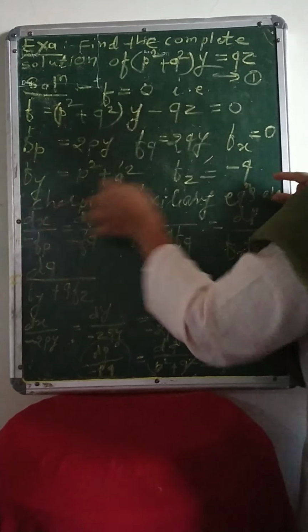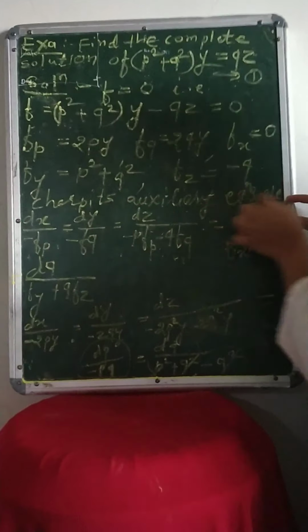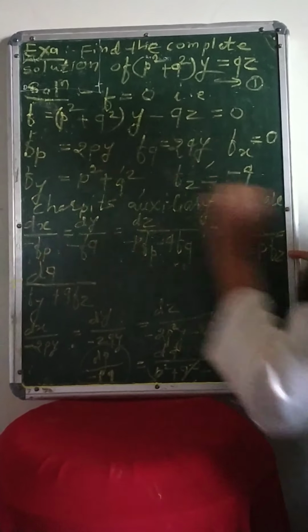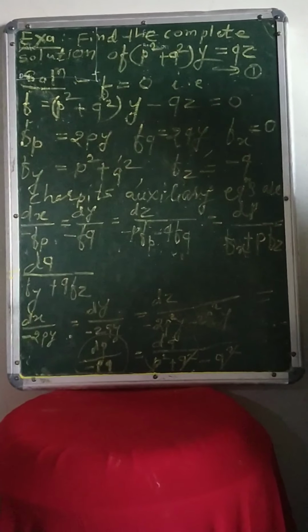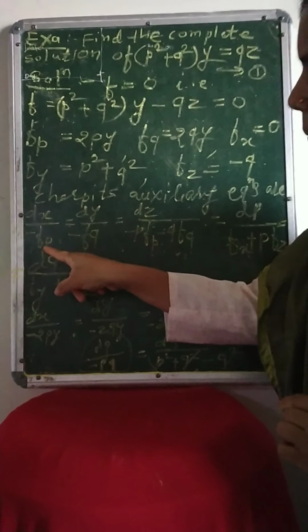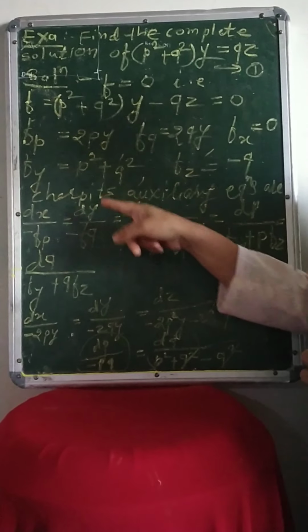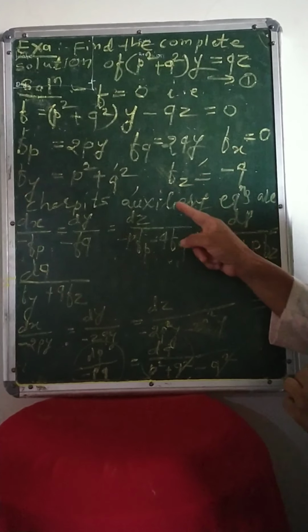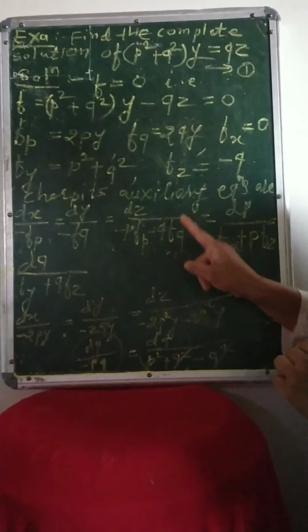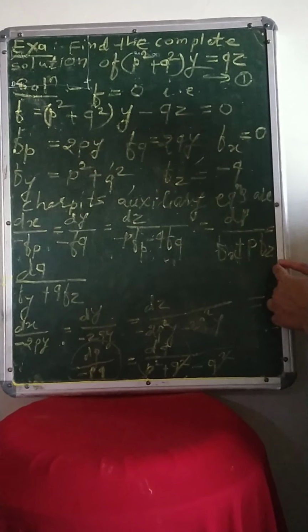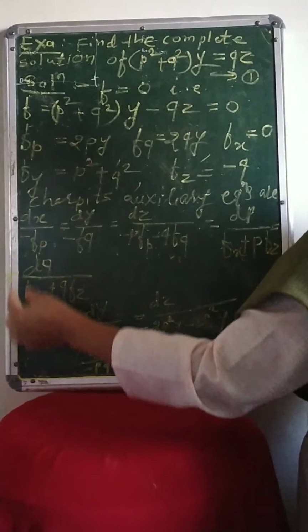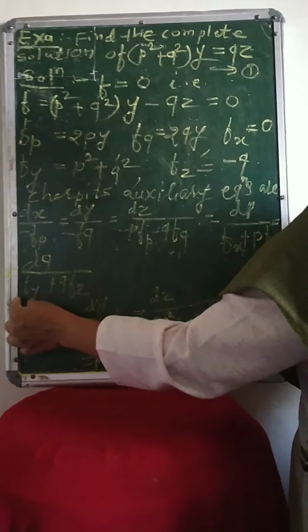After this we have to write the Charpit's auxiliary equation. So these are important. So here I write the Charpit's auxiliary equation: dx by minus fp equal to dy by minus fq equal to dz by minus pfp minus qfq equal to dp by fx plus pfz equal to dq by fy plus qfz.